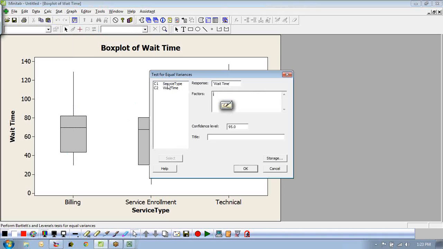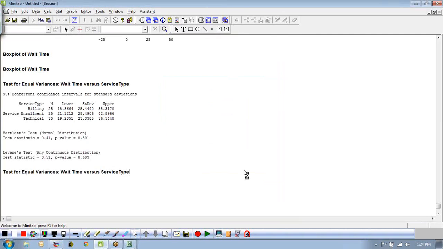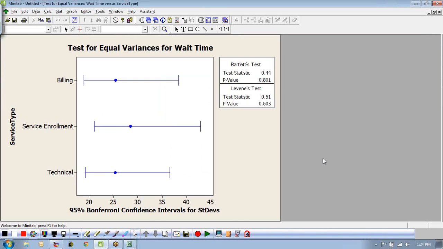We'll pick our response as wait time, and our factor is service type. We can put a title on the plot if we want, but that's okay. Go ahead and click OK. And it gives us a nice picture, sort of. Basically, these are all confidence intervals for the variance, or for the standard deviation. And in fact, they are 95% Bonferroni confidence intervals. In case you really wanted to impress your friends, you can say that they're Bonferroni confidence intervals. I'm sure that'll really impress them. Maybe not the way you hope to impress your friends.